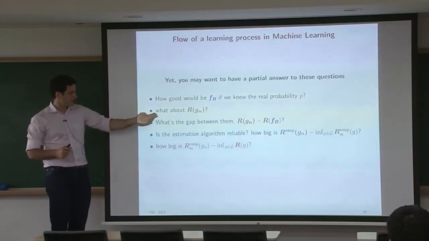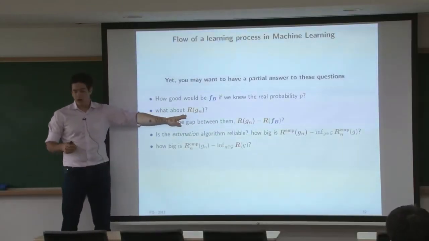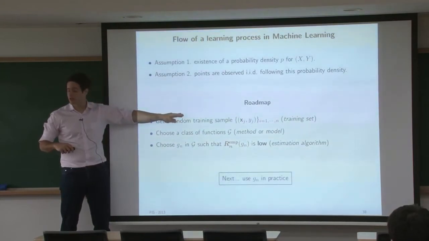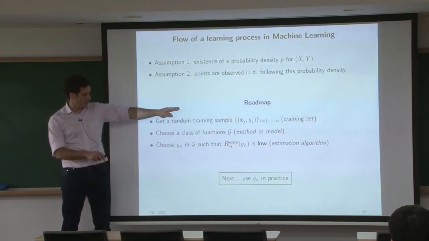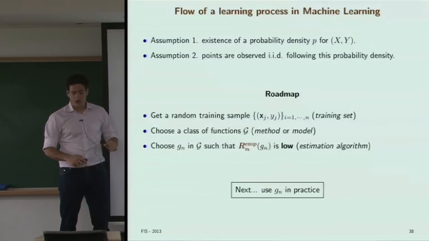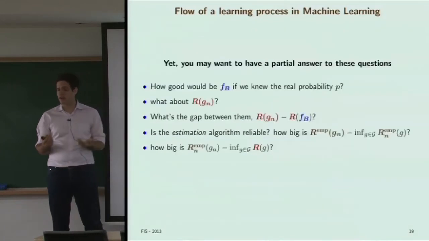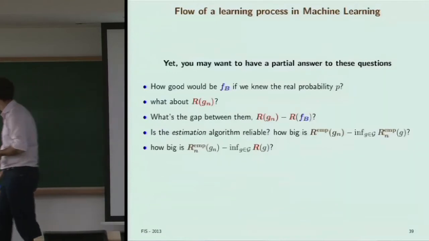The other thing is, we compute Gn using the empirical risk. The empirical risk is the criterion that we use to compute this. What about the real risk of Gn? This is another very important question.